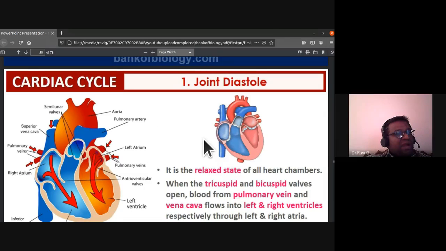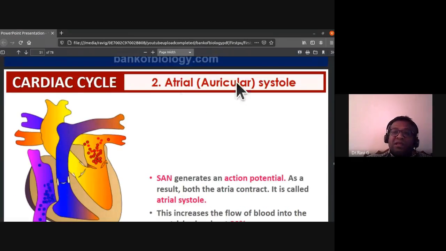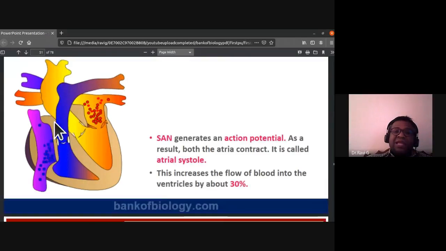At this stage, the blood flows from the left atrium into the left ventricle and from the right atrium into the right ventricle. Then auricular systole, or atrial systole, takes place. The sinoatrial node generates an action potential. As a result, both the atria contract. It is called atrial systole. This increases the flow of blood into ventricles by about 30%.